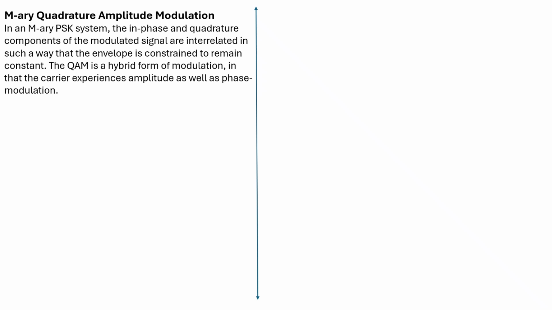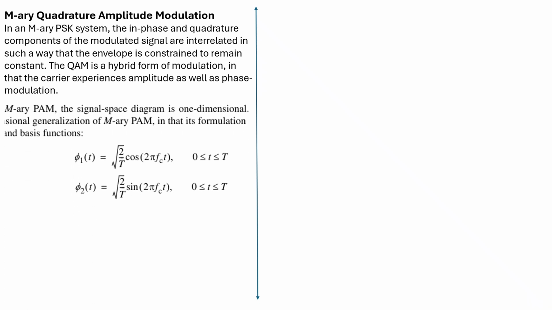Okay, similarly for M-ary QAM. In M-ary PSK, the in-phase and quadrature components of the modulated signals are interrelated in such a way that the envelope remains constant, right? So QAM is a hybrid modulation. In QAM, the carrier experiences amplitude as well as phase modulation. That is why this is called QAM. This is nothing but the combination of amplitude and phase. So M-ary QAM you can design here.